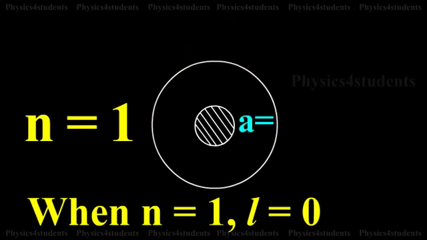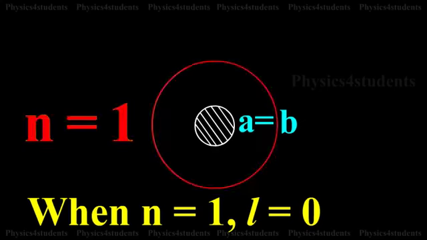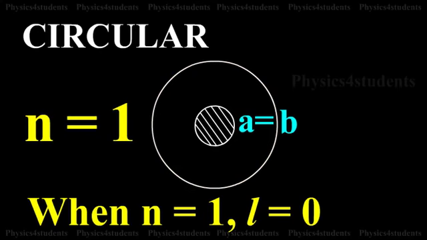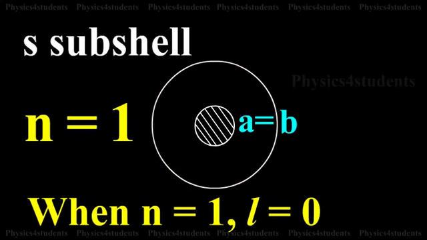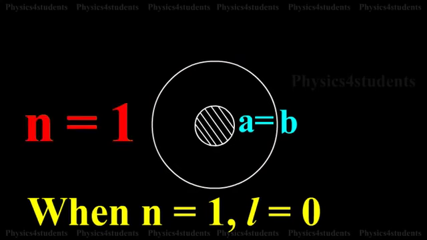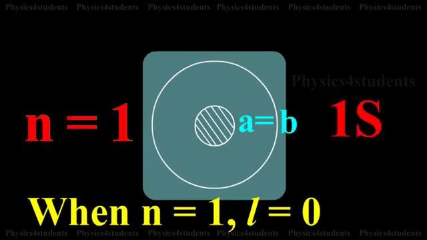Also, a is equal to b, so the two axes of the ellipse are equal. As a result, the orbit corresponding to n equal to 1 is circular. This subshell is designated as the s subshell. Since this subshell belongs to n equal to 1, it is designated as 1s.